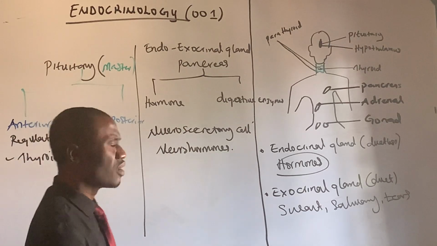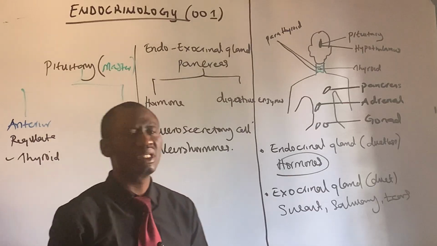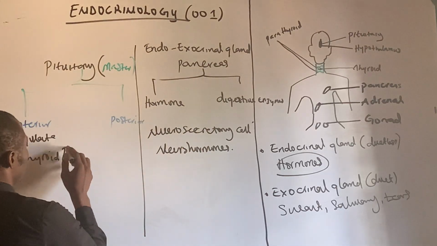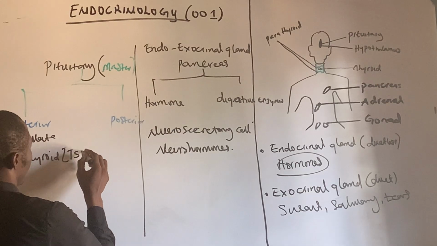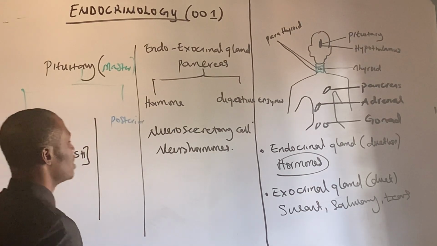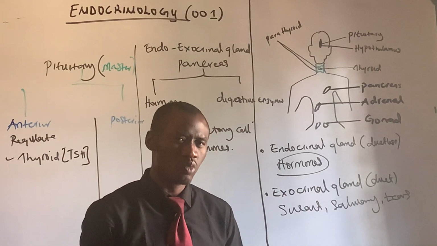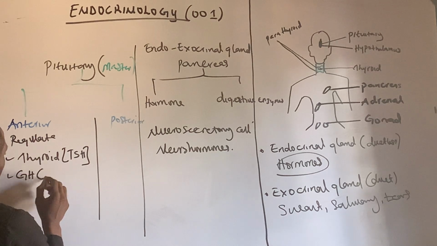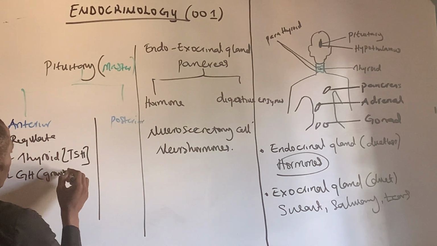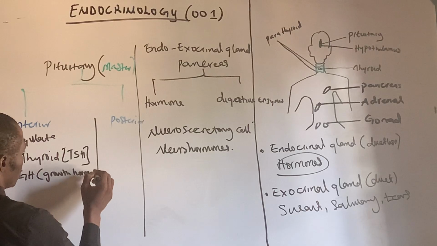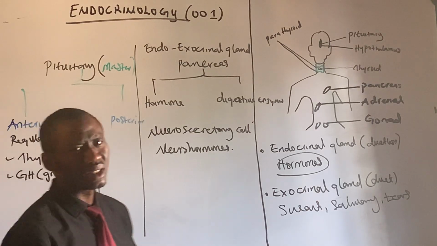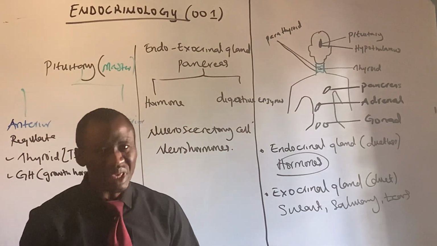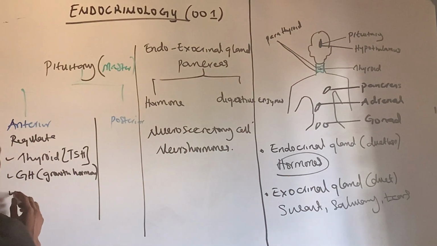Now, it regulates the function of the thyroid by producing the thyroid stimulating hormone. So it's going to produce the TSH, which is known as the thyroid stimulating hormone. It also regulates the growth hormone, which is the GH. This is called the growth hormone. Now, it also regulates the gonad hormones by producing gonadotropins. So it regulates the gonad hormones.